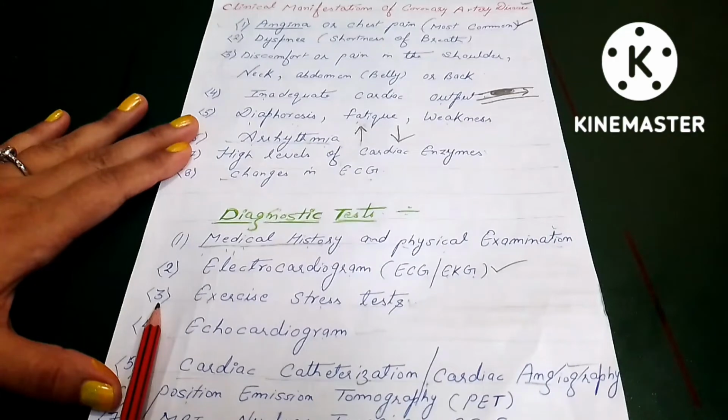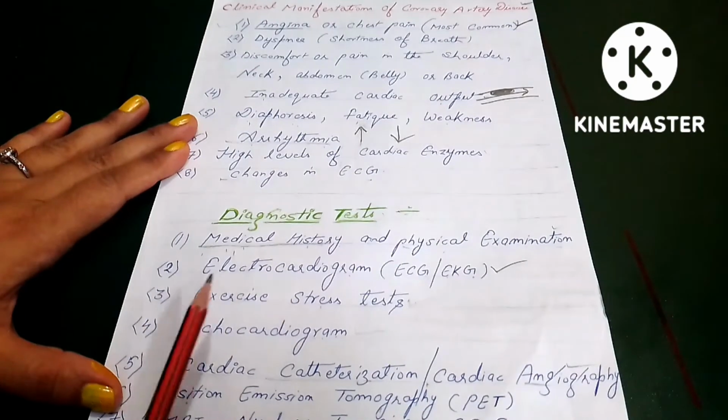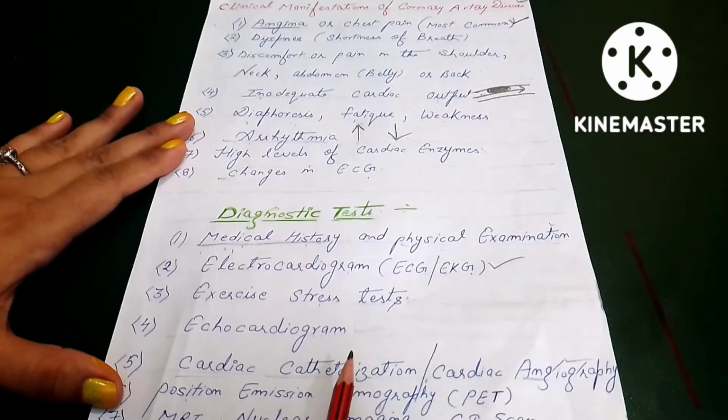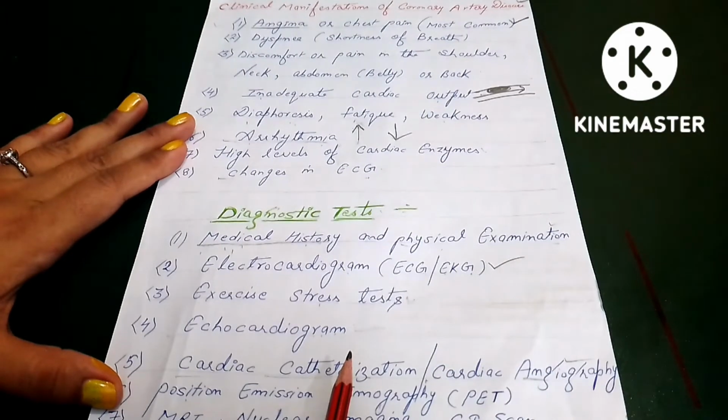So next is the exercise stress test. This test is done to check whether our heart is doing proper action and pumping blood sufficiently when we are doing heavy work. That is, when the patient has a stable type of angina, when he is under more emotion and doing more activity, then is the heart functioning properly or not.